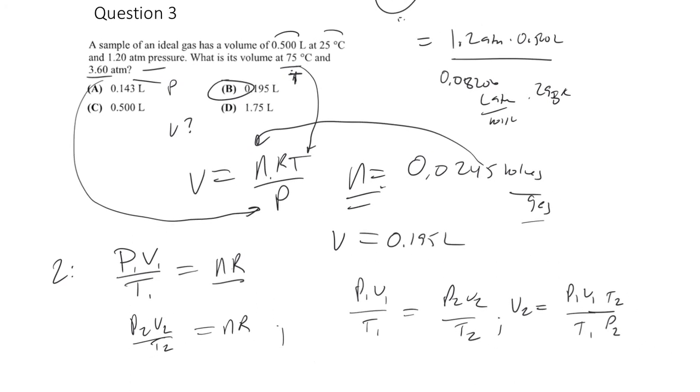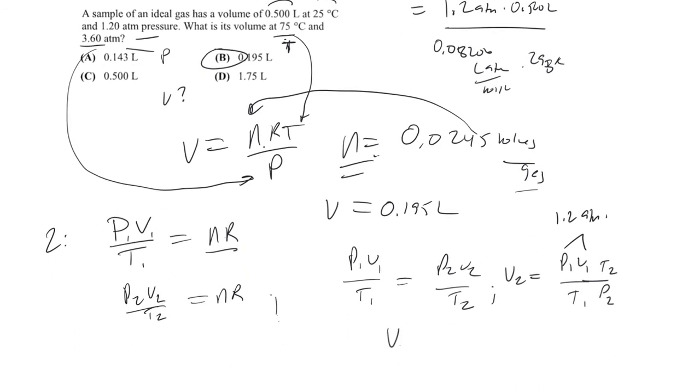And so if we take P1 and V1 is 1.2 atm times half a liter. Let's actually write this out here. So our V2 will equal 1.2 atm times half a liter, but times 348 Kelvin. In this chapter, everything's going to Kelvin. We can't leave anything in degree C. And then so our T1, 298 Kelvin, and then our P2, 3.6 atm.